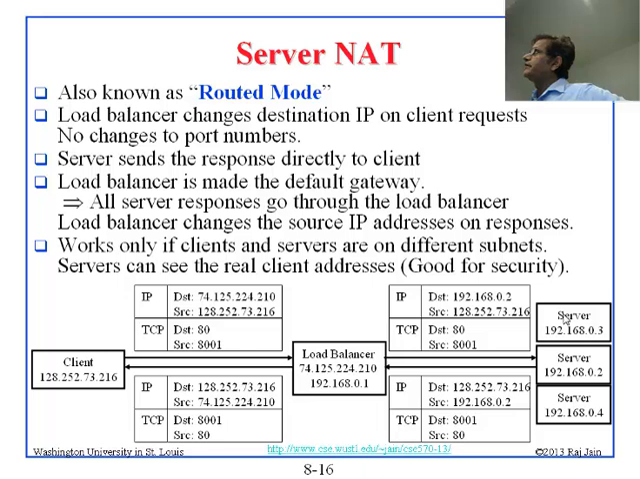So this works only if the client and the servers are on different subnets. This will not work on the same subnet, because on the same subnet you do not go through what? You don't go through what? The gateway. If you are on the same subnet, you can talk directly. You don't need to go through the gateway. So this one requires that this be made the default gateway, and then only it will go through that one. But the advantage is the server can see the real addresses. So we flipped the advantages and disadvantages from the previous one.